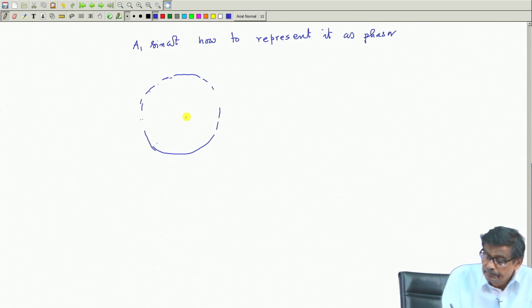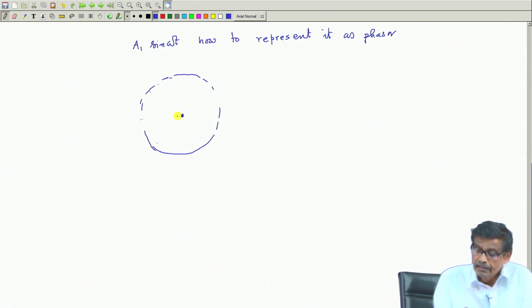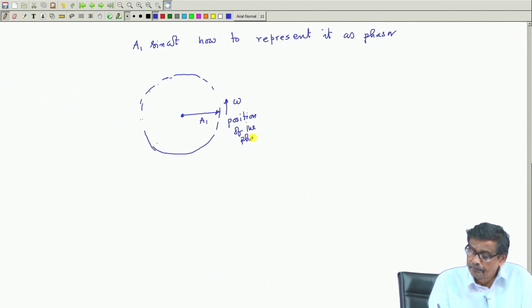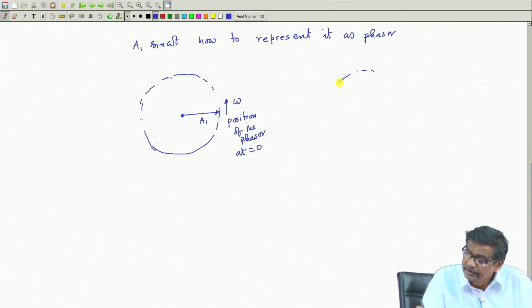Draw a circle, this is the center, and imagine a length A1. This is called a phasor and it is moving in the anticlockwise direction with speed omega radian per second on this circle. This is the position of the phasor at t equal to 0. What will be the position of the phasor at any arbitrary time t?